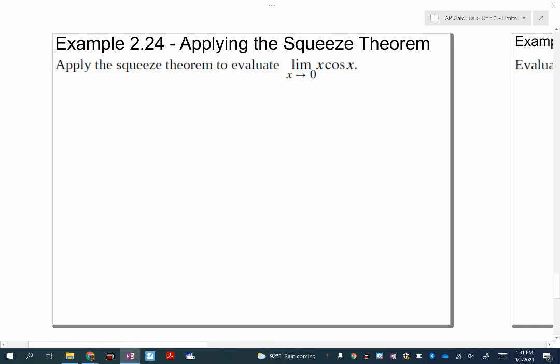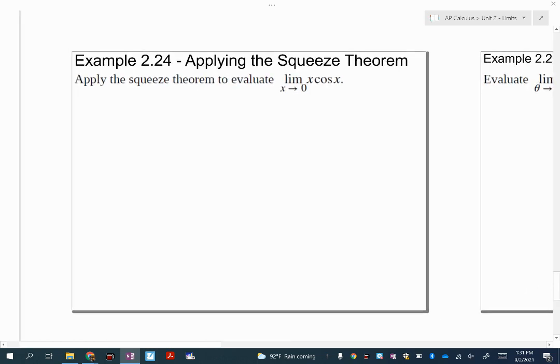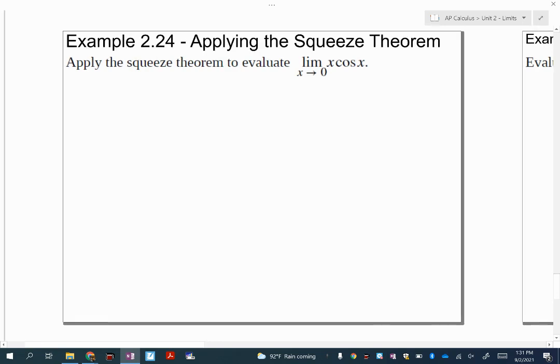It says, apply the squeeze theorem to evaluate the limit as x approaches 0 of x times the cosine of x. So right away, if I try to plug in 0, you're going to get 0 times the cosine of 0. If you know your quadrantals, the cosine of 0 is 1. So 0 times 1 is 0. Essentially what I'm saying here is I know what it will probably be, but I want to prove it using the squeeze theorem.